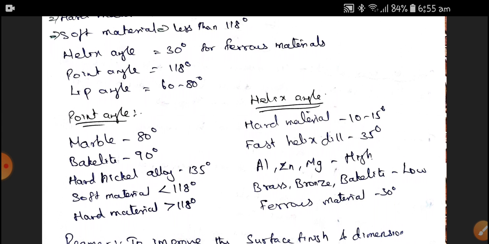Here I have given the point angle and helix angle for different materials. First, the point angle for drilling marble is 80 degrees. For bakelite or phenol formaldehyde it is 90 degrees. For hard nickel alloys it is 135 degrees. Soft materials are less than 118 degrees, and hard materials are more than 118 degrees. The helix angle for harder material is 10 to 15 degrees. For a fast helix drill it is 35 degrees. For drilling aluminum, zinc and magnesium it is very high. For brass, bronze and bakelite it is low, and generally for ferrous materials it is up to 30 degrees.